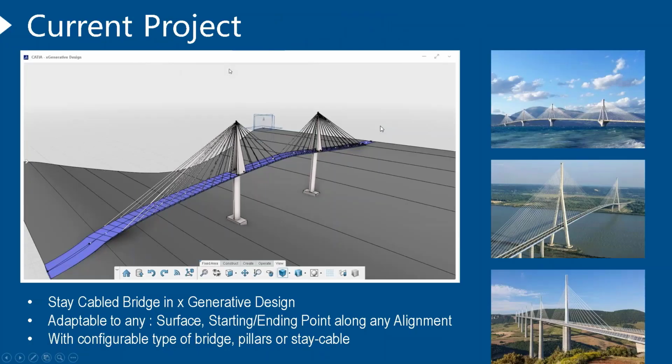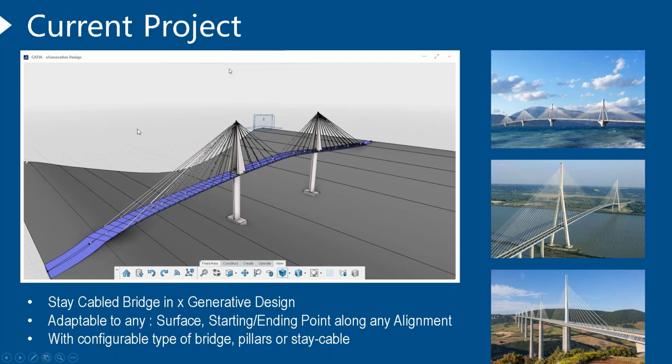I would also like to show you a little bit of my current project that is using generative design. My current project is to develop and make a stackable bridge. It's the thing that you can see on the right-hand side of the screen in this application called xGenerative design. As you can see, my first draft in the middle of the screen is only the geometric part. And at the end, we are hoping that it will be adaptable to any surface, start or endpoints, and along any alignments. So we will make it a template out of 4 inputs. And it will be configurable with any type of bridge, any type of pillar, or stackable.